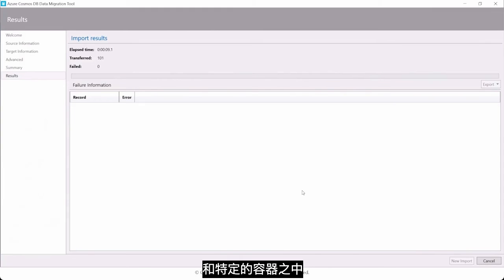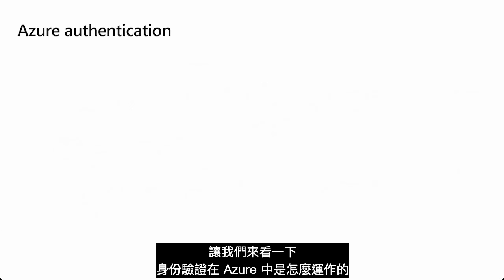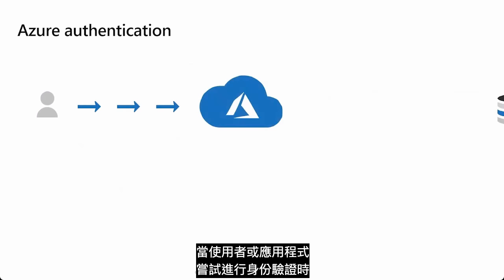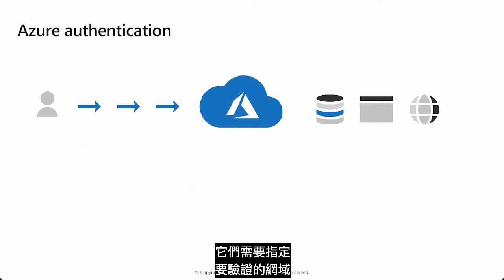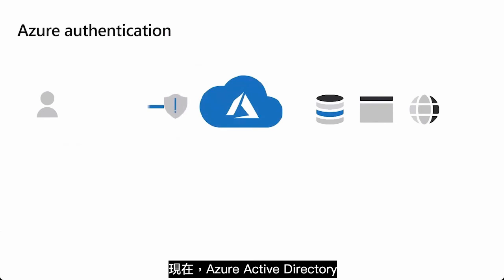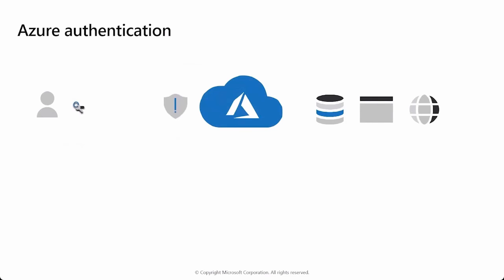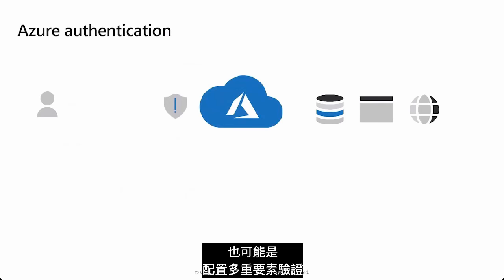So let's have a look at how authentication works in Azure. When a user or application attempts to authenticate, they need to specify the domain to authenticate against. Now, Azure Active Directory will typically require the user or the application to provide some credentials, often a password, to prove their identity. It's also possible to configure multi-factor authentication to reduce the possibility that a fraudulent user with a stolen password is trying to authenticate against the service.